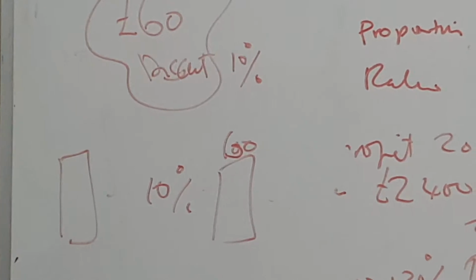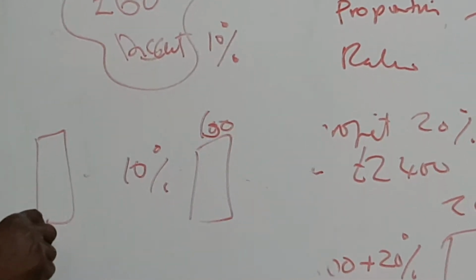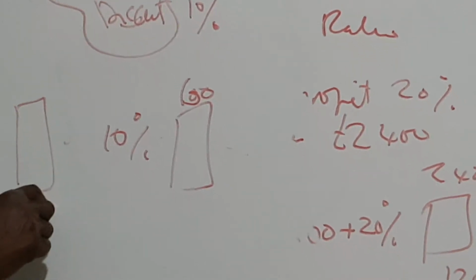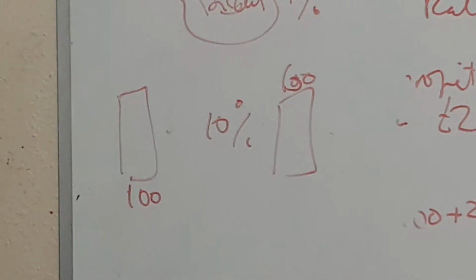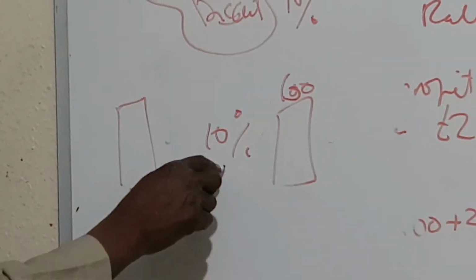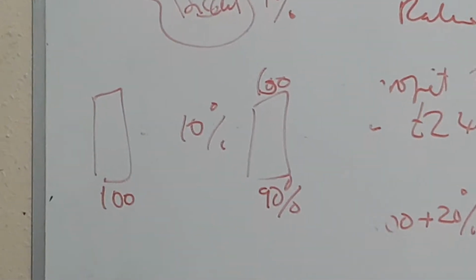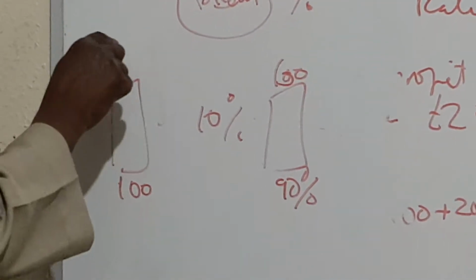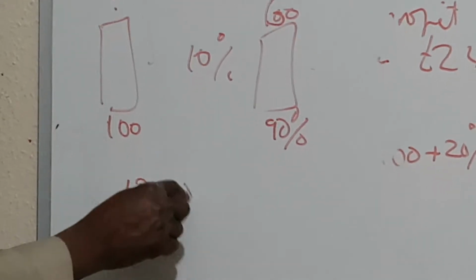Yes. Okay. So the old price we don't know, but this was 100. The original price was 100. But the new price after they take out 10 is 90. So what we don't know is that one. So that one goes up. Divide by 90 times 60.